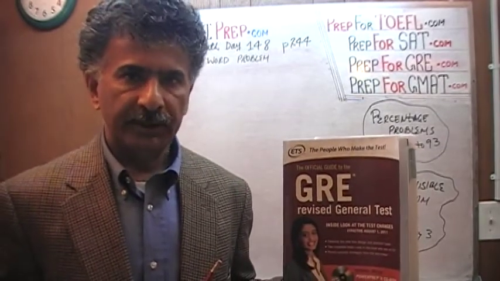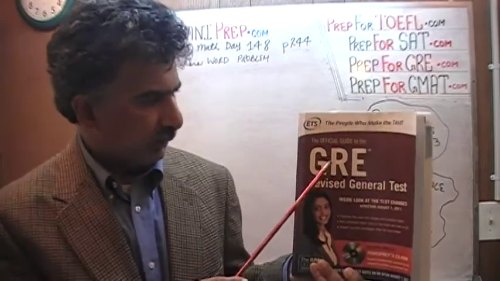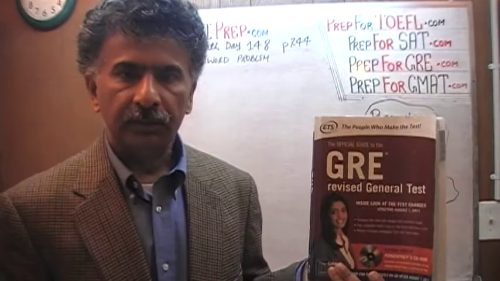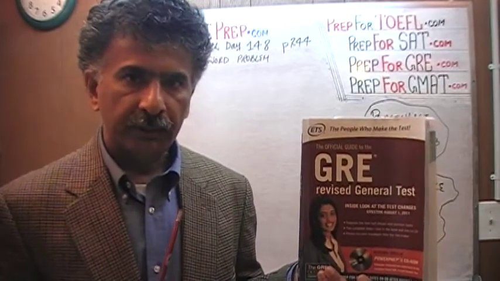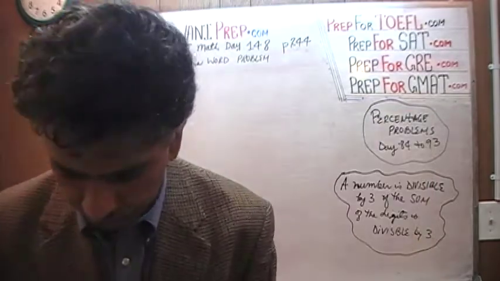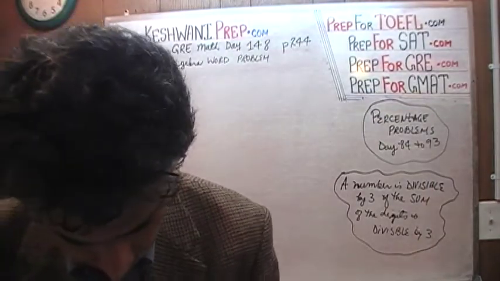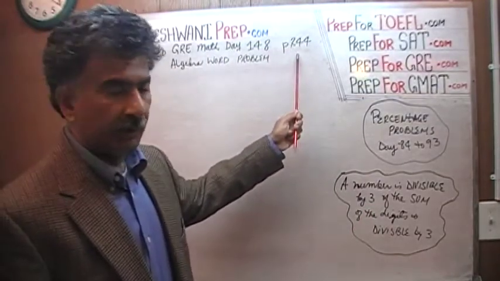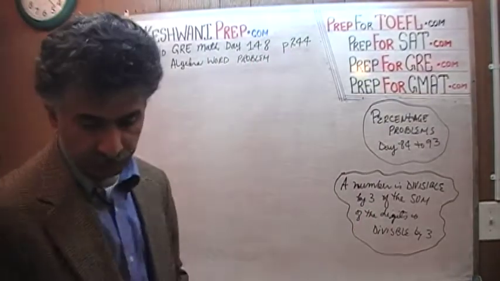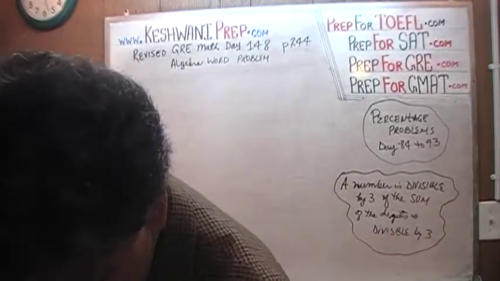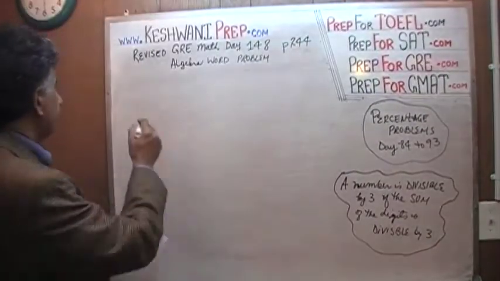We are here because we want to prepare for the GRE. We have been solving GRE math questions out of this book, the Official Guide to the GRE, Revised General Test. If you do not own this book already, purchase one immediately. You're going to need it. The problem we are about to solve is on page 244. Today is our lesson number 148, problem number 12.